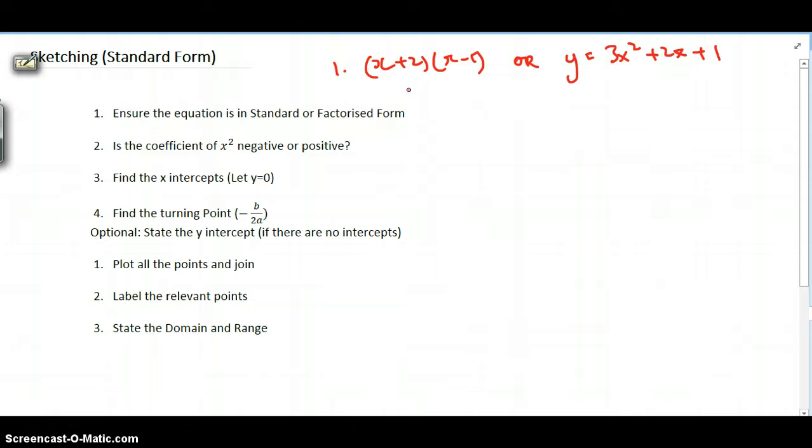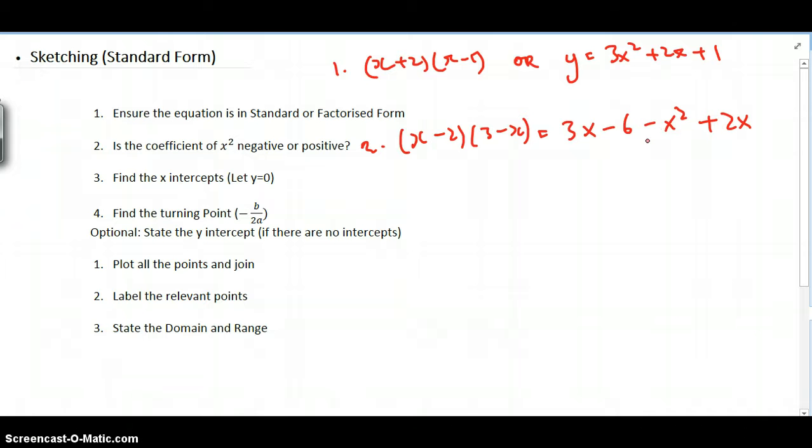Sometimes it might not be so evident. So if we have, for example, (x minus 2) in brackets (3 minus x), we need to expand this first to determine whether it is going to be positive or negative. I can tell you already it's going to be negative, but let's just show this. If we use FOIL, this becomes 3x minus 6 minus x squared plus 2x. And so you can see here the coefficient of the x squared term is negative. So therefore that will be a negative graph. Again, the same rules apply: negative is a negative parabola, positive is a positive parabola.